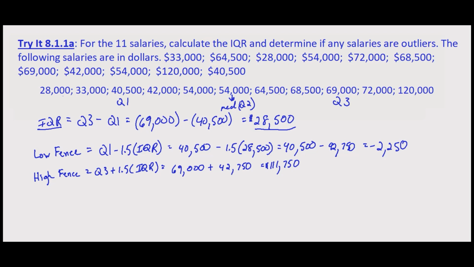So of our values, now since we have them in ascending order, we just look at, are there any values that are greater than 111,750? 120,000. So $120,000 is an outlier.